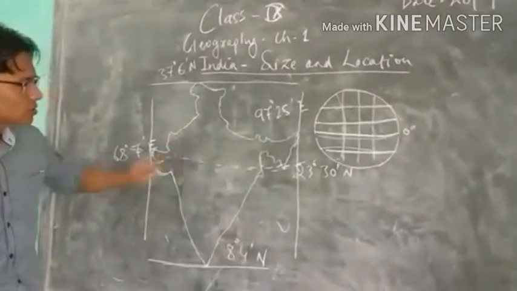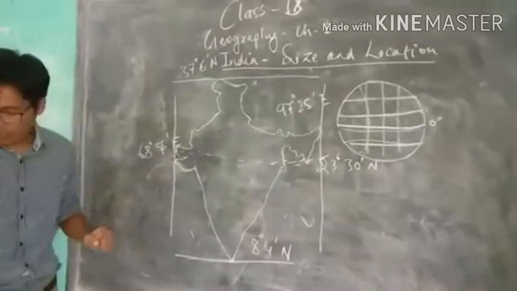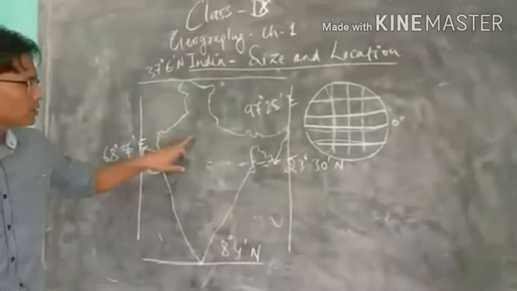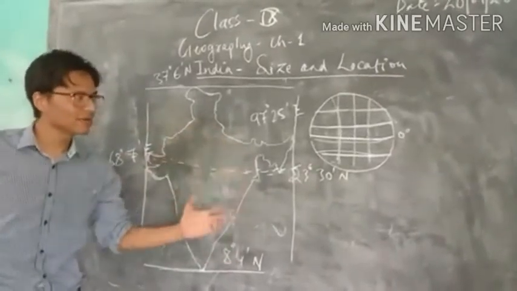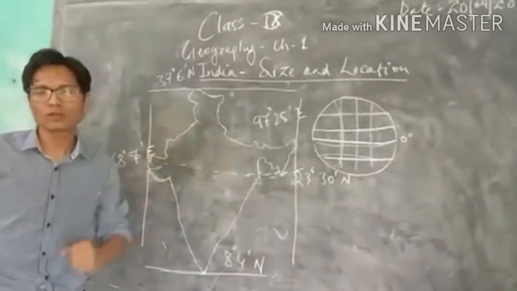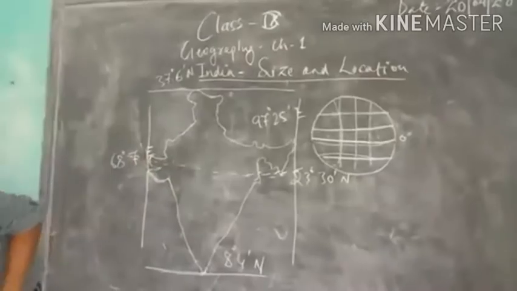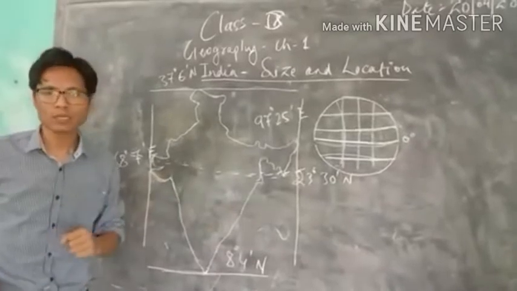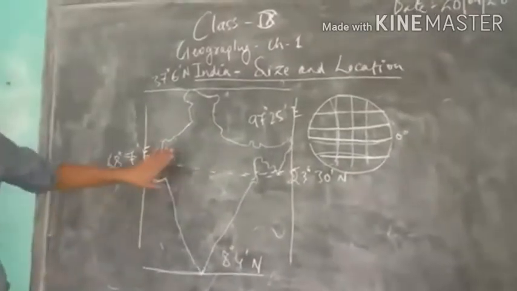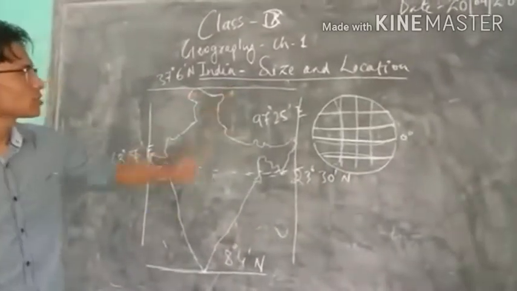Now you can study this diagram, this map, on your own in your book. It's on page number 3. You can see this whole map and study it over there. Now this is the location of India.